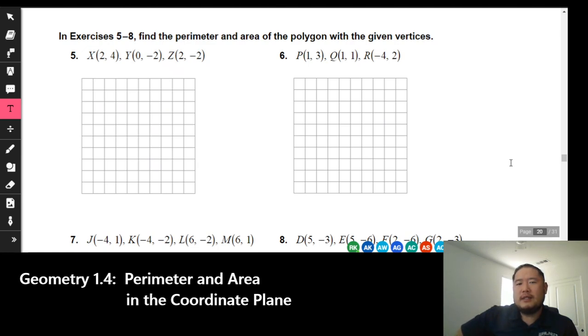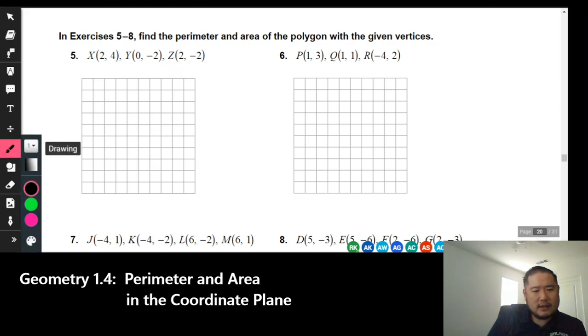Area is the space that the figure takes up or uses. If you were to take a figure, it would be the shaded region inside of it, and that would be considered the area. You are going to have to use the distance formula to help you solve these problems. Let me go ahead and draw things out.